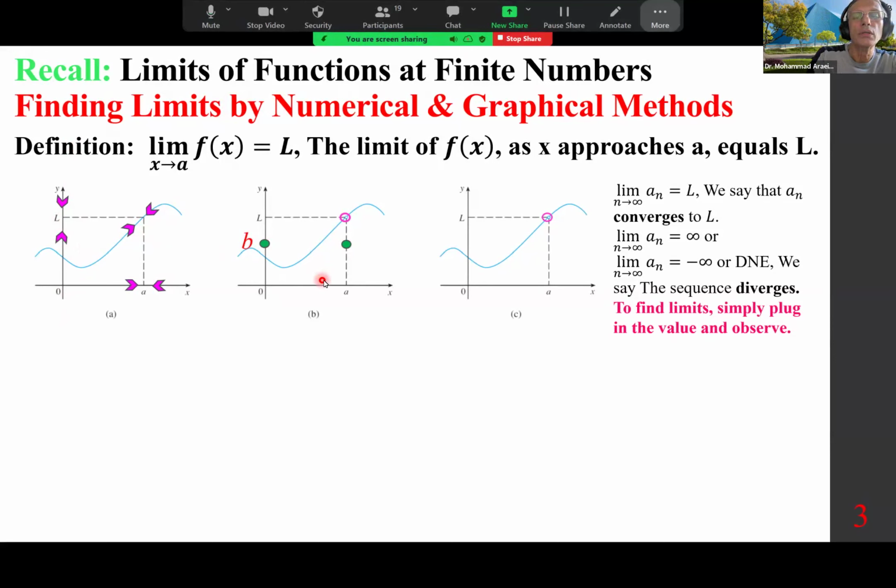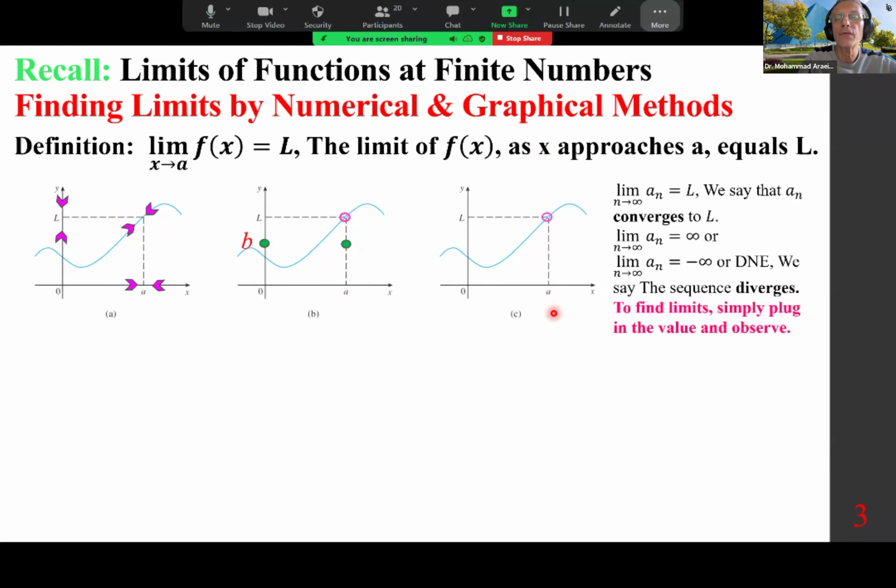Same thing for this one. Same thing for this one. The limit of f of x as x approaches a is L with respect to all of them. What's the difference? In this one, f of a is also L. In this one, we see a hole, a discontinuity. So f of a has a different value than the limit.